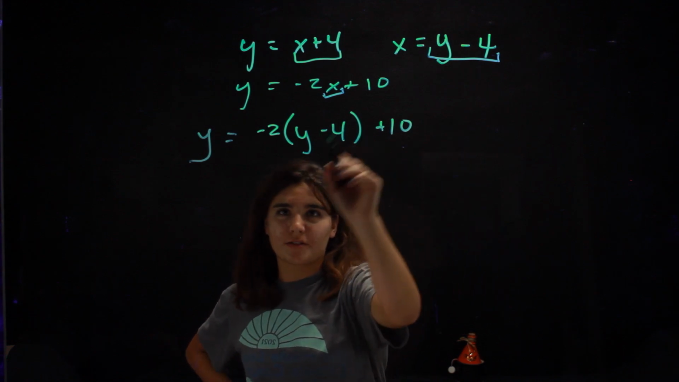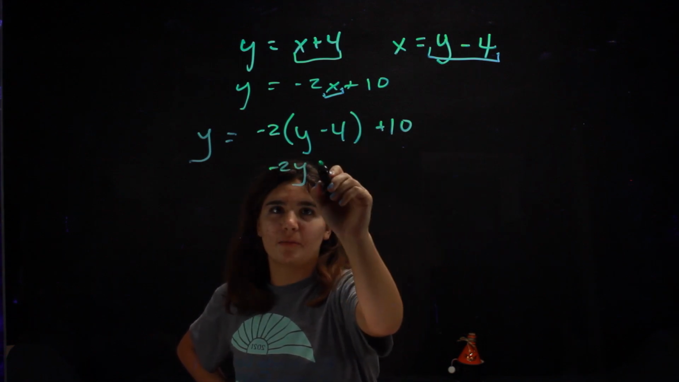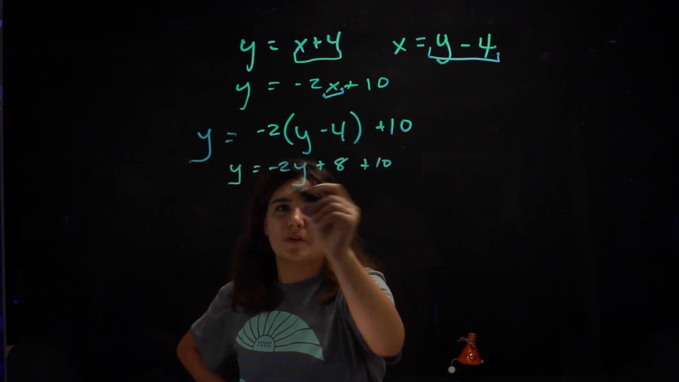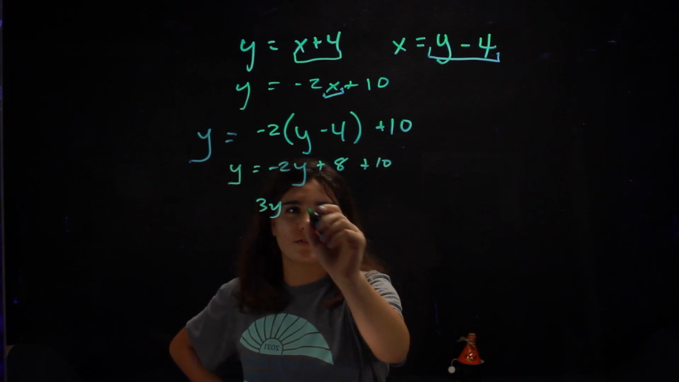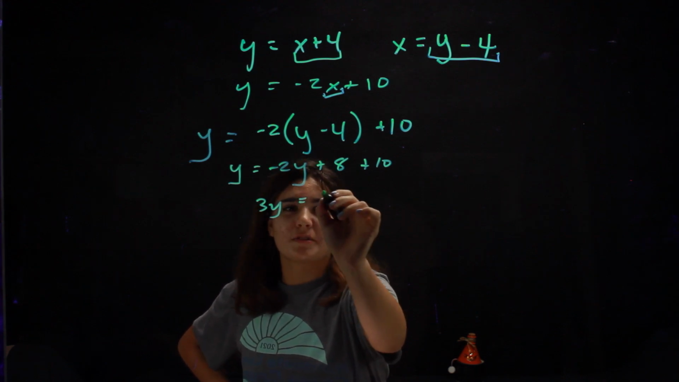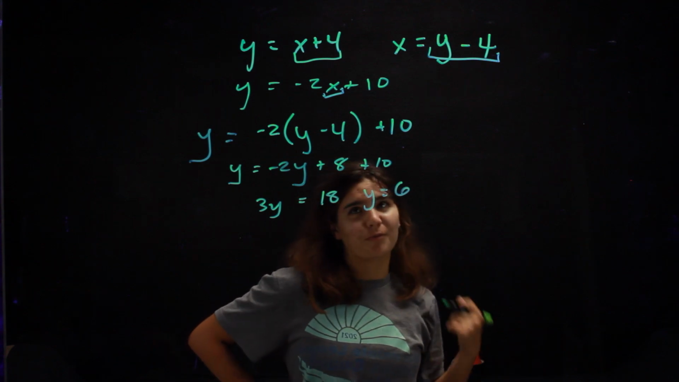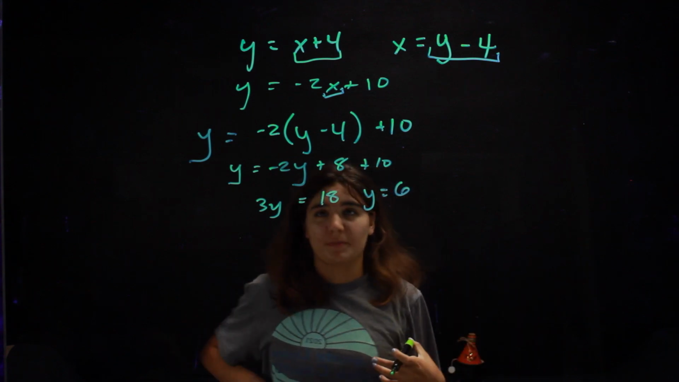Okay, now we're just going to solve this. We have negative 2y plus 8 plus 10 is equal to y. We have 3y, we're just adding 2y to this side, is equal to 18, and lo and behold, we get y is equal to 6, just like before, and thus x is going to be equal to 2.